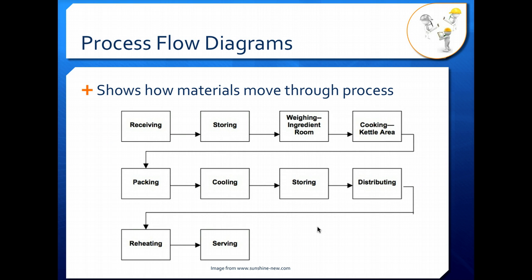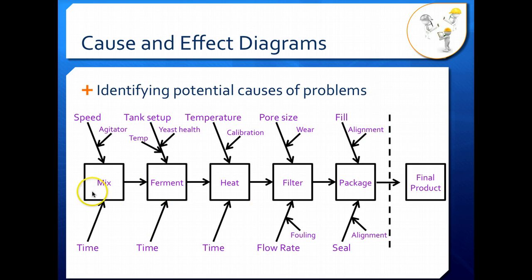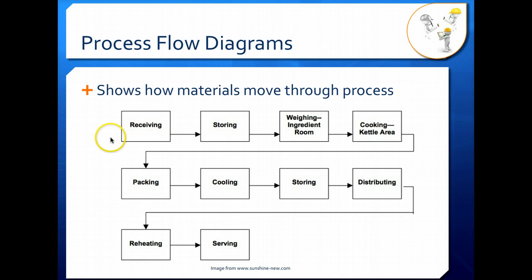We can also use process flow diagrams to help us out with our cause and effect diagrams. If we go back to the cause and effect diagram, we can see that this in the center right here is our process flow. And that looks very similar to the type of flow we see here. It's a different process. This is basically a materials handling process for a food company. But it's the same sort of block diagram.